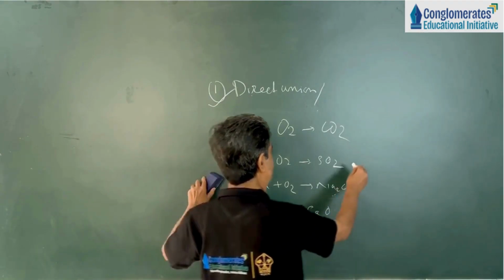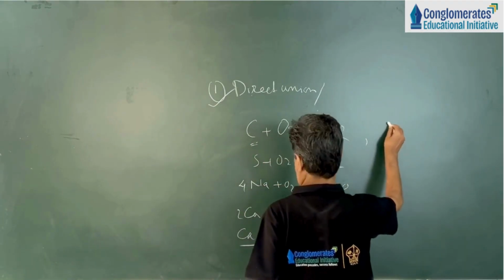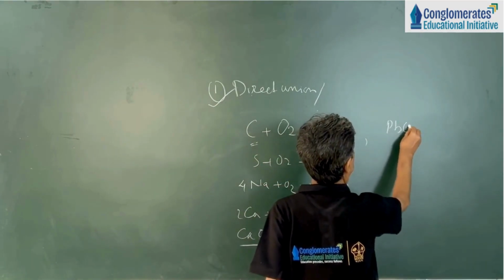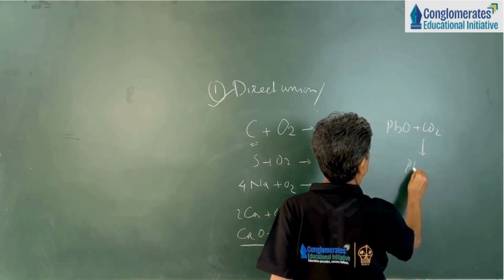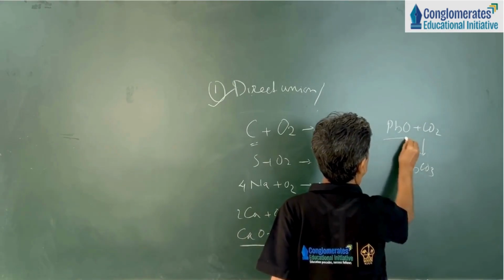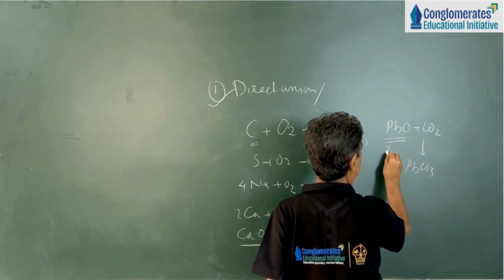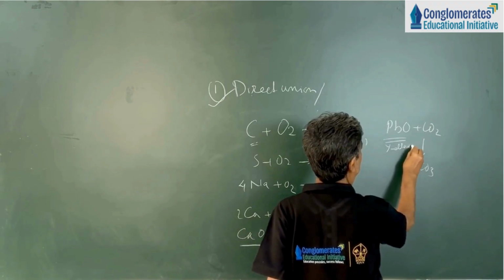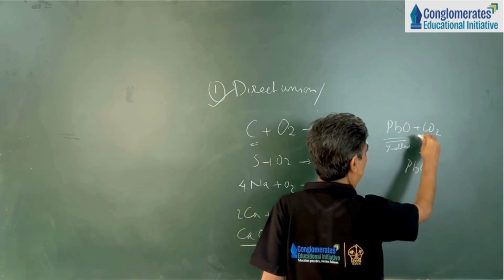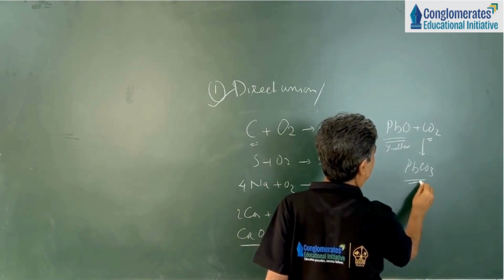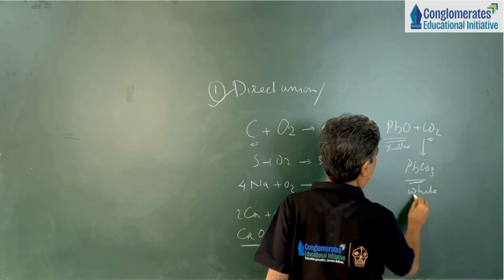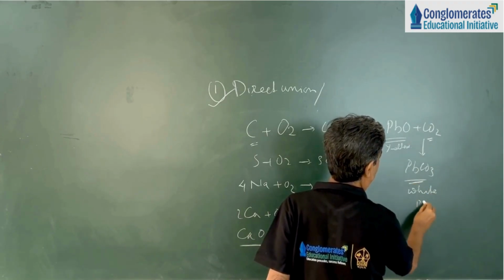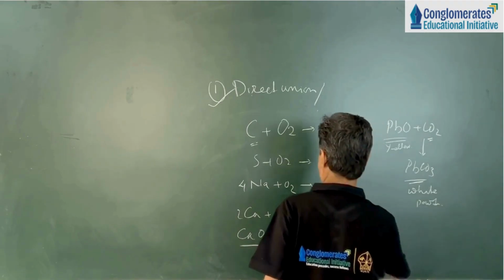Now, a very important example I can show you: PbO plus CO2 gives PbCO3. The important thing is the color of PbO. It is yellow. When it combines with carbon dioxide, it forms lead carbonate, which is a white powder. This is called a chemical reaction or chemical change. Other examples are also given here.